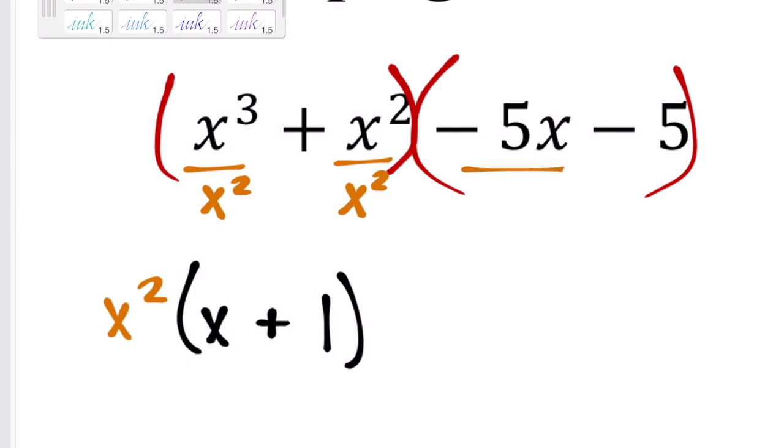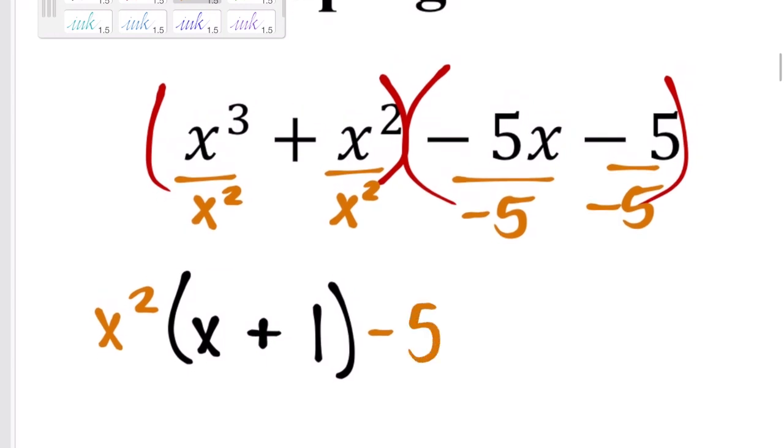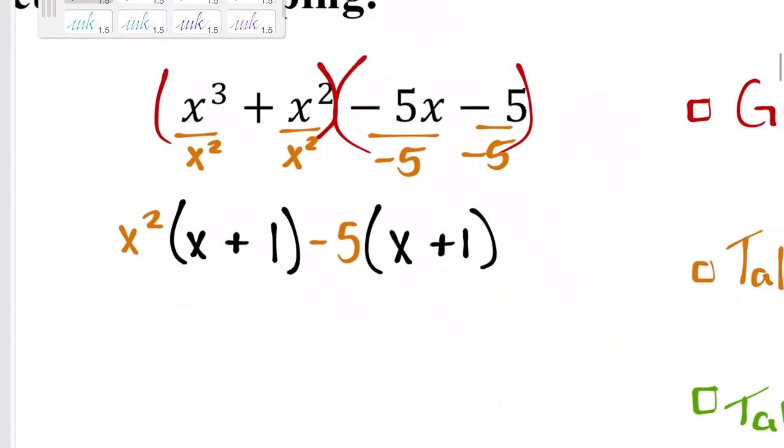The next group, they have a minus 5 in common that I can take out. So I'm going to put that minus 5 at the front. And then on the inside, the minus 5 would cancel out, so I just have an x. And then negative 5 divided by negative 5 would give me a positive 1. So here I notice that I have x plus 1 in common.